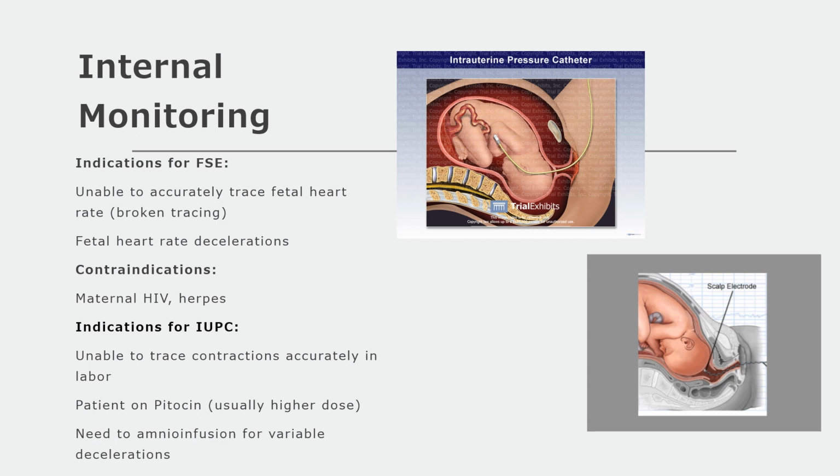Your textbook talks about using it to wash out meconium that's in the fluid. Studies have shown that it does not prevent meconium aspiration. So your book is outdated, so don't go by that information. It's only variable decelerations.